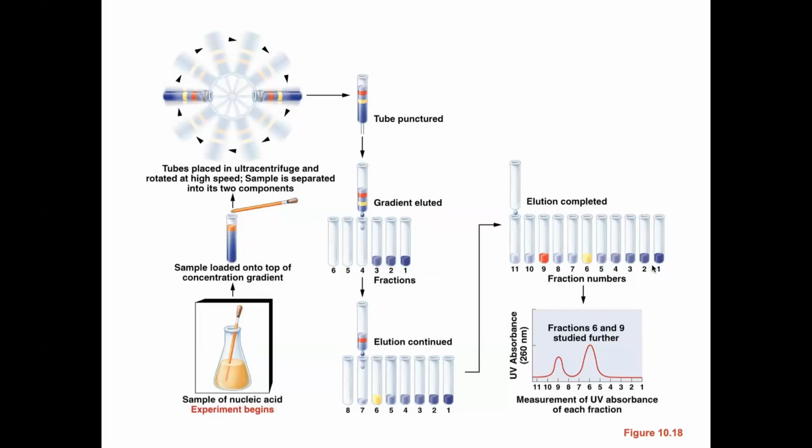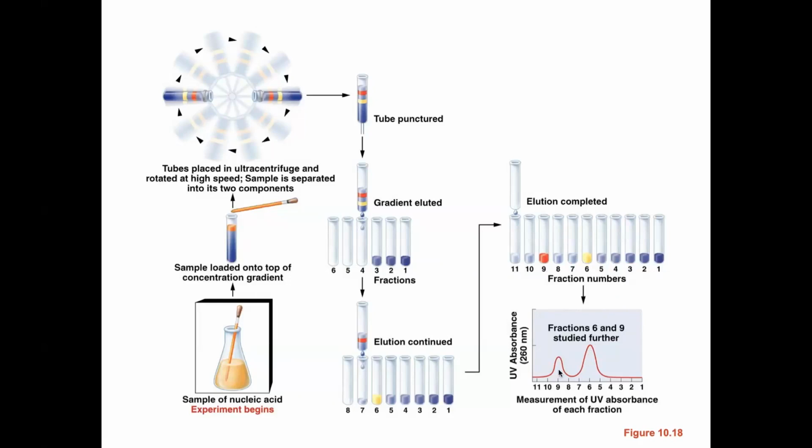Then you have to find which of those 11 tubes contain DNA. So how do you find DNA? Again, you take an absorbance reading at 260 nanometers, and whenever you get a peak absorbance above 0, you know there's DNA in that tube. That's true for fraction number 6 here and fraction number 9. Since we've already measured the density of the cesium chloride, we now know the density of DNA in those 2 different populations from the original gradient.